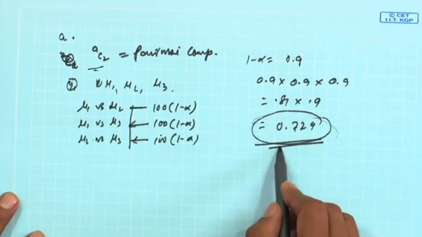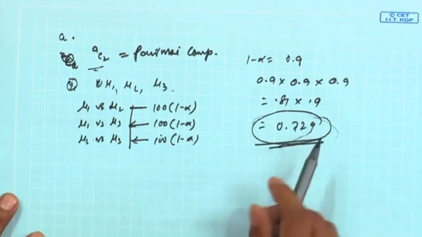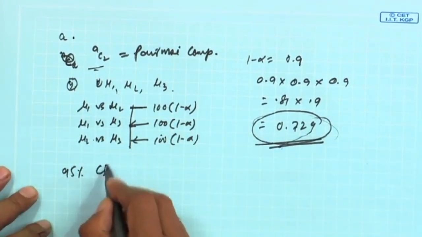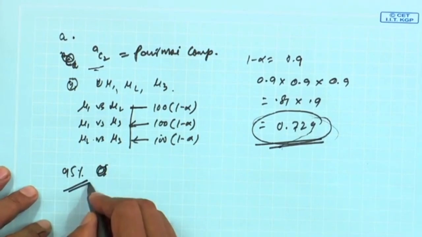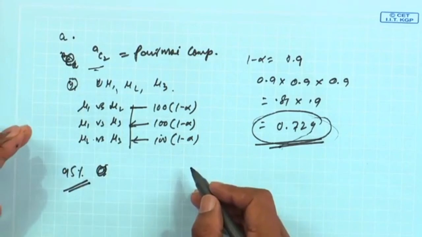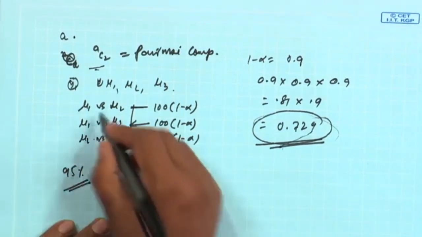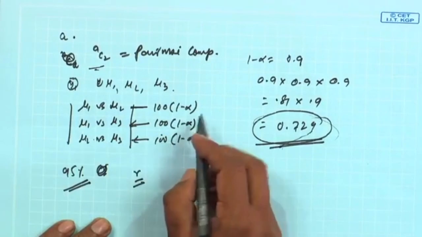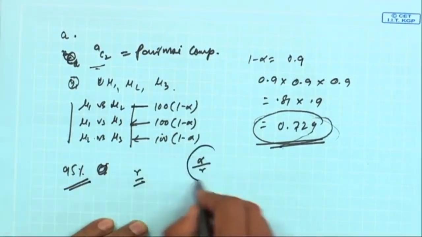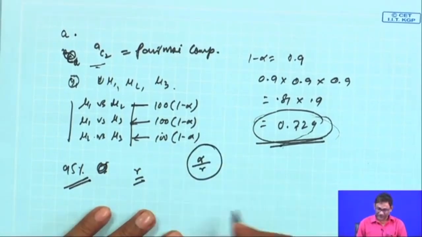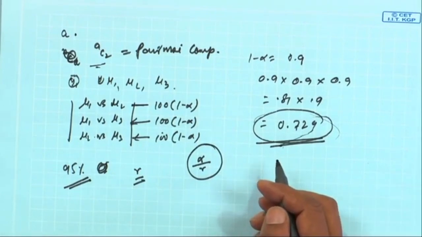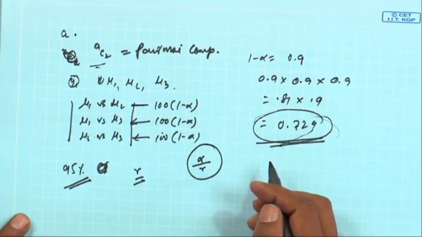This will reduce to this one. So, what happened? In order to protect this, suppose you want to become 95% confident. If you have r number of comparisons, what you basically do is every time you equally divide it by r.